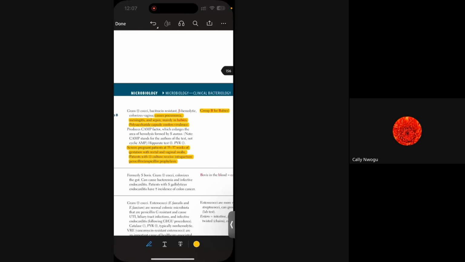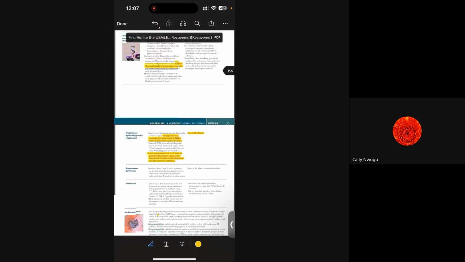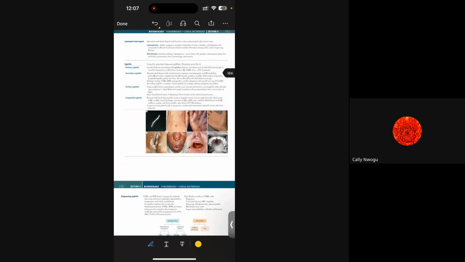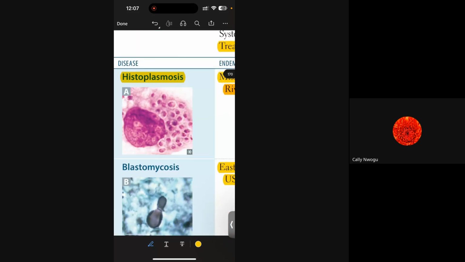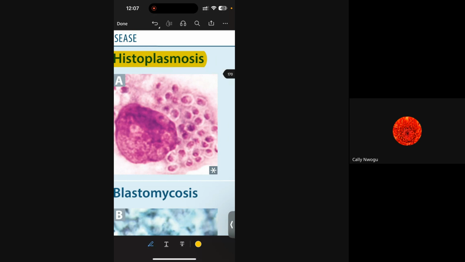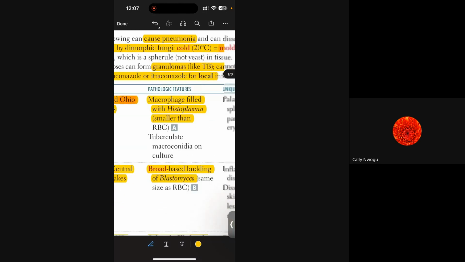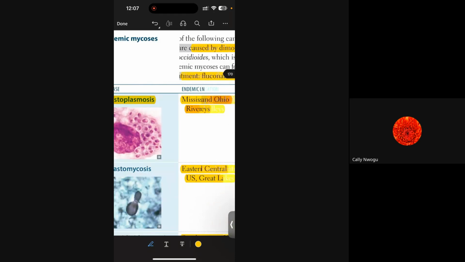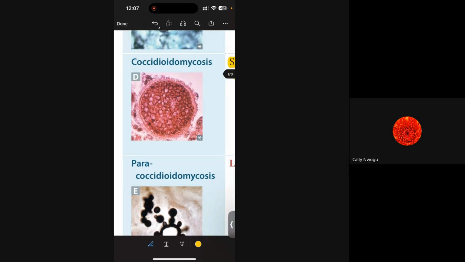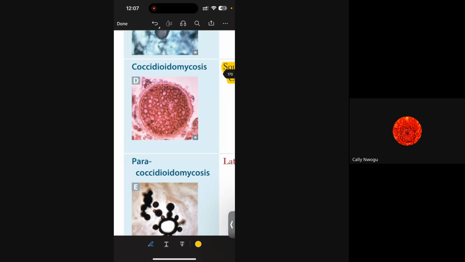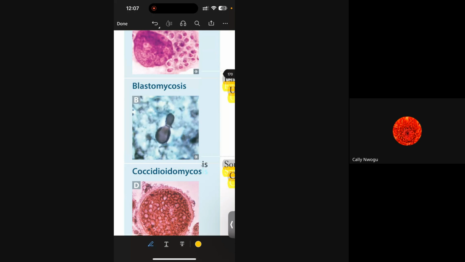If you remember, how does the Histoplasma slide look? This is the Histoplasma slide: macrophages filled with Histoplasma, smaller than RBCs. And this is Coccidioidomycosis, where you are going to see spherules. And this is Blastomyces.